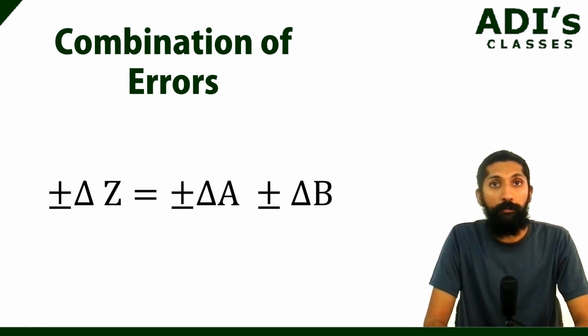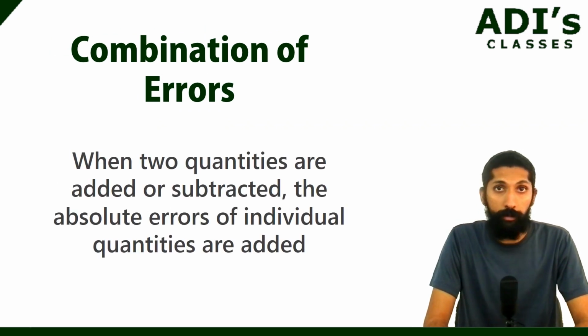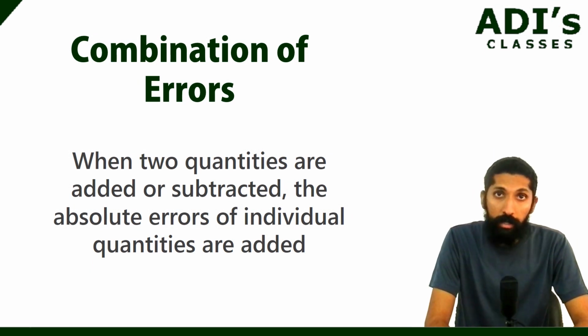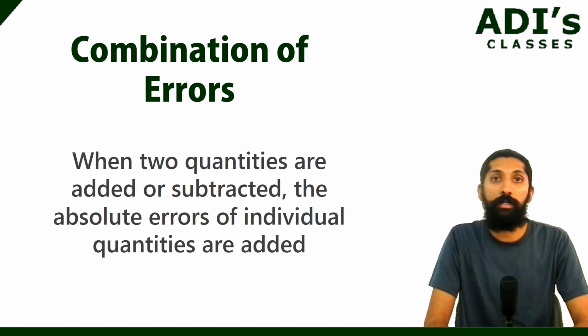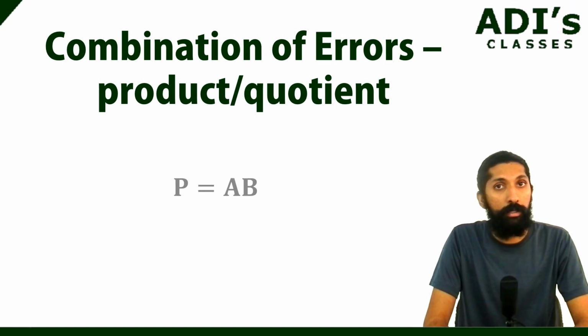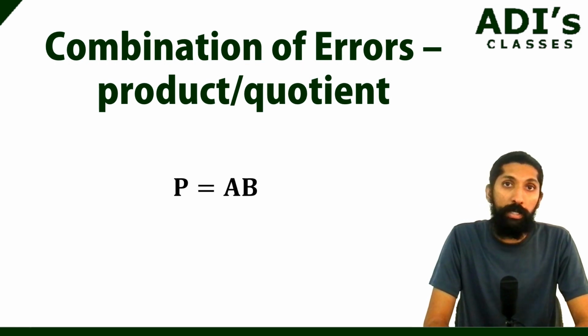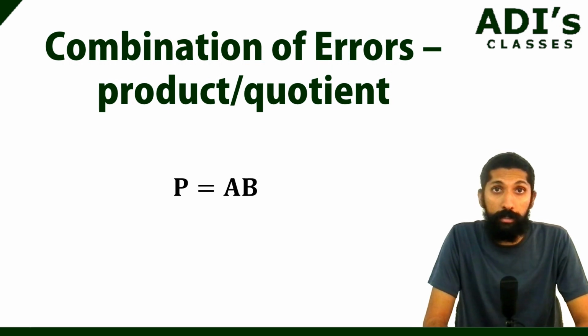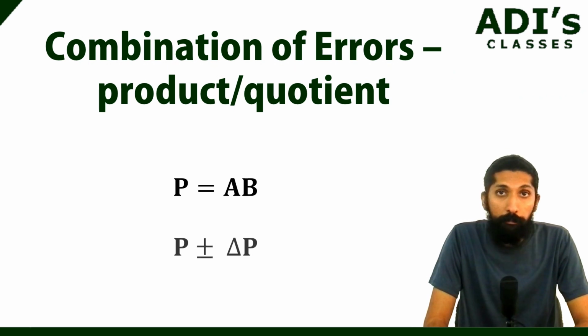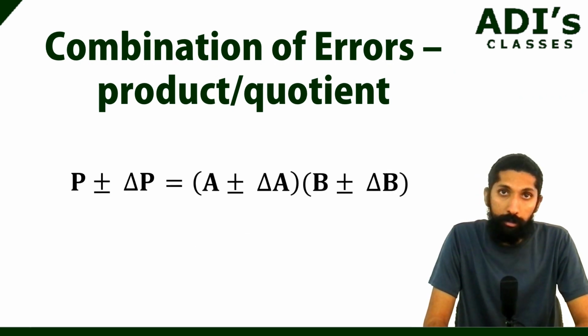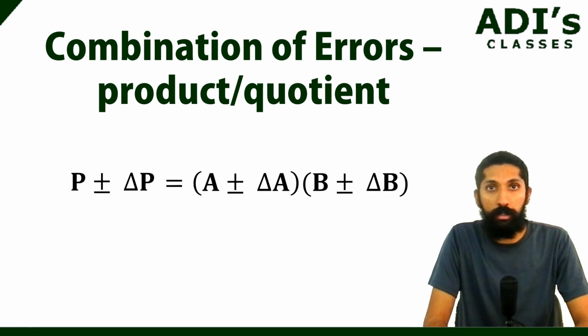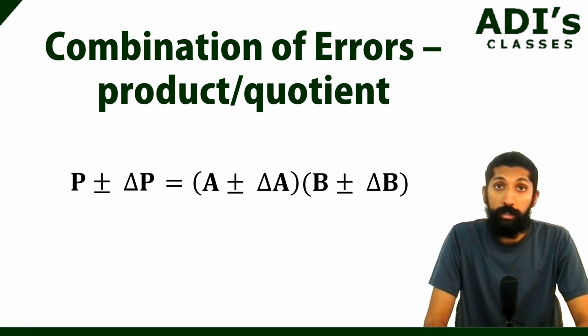The next one is for product or quotient. Okay, that's where you multiply and divide, isn't it? Now again we have the same thing. A and B are two physical quantities. Okay, delta A and delta B are the absolute errors. Now for product, what do you have? P is equal to A into B, correct? Now you have to multiply, isn't it? So P plus or minus delta P is equal to A plus or minus delta A into B plus or minus delta B, correct?